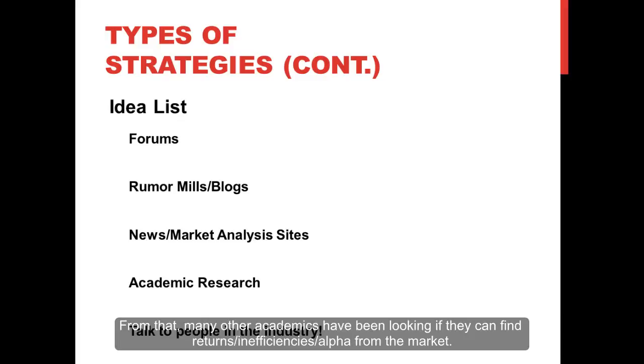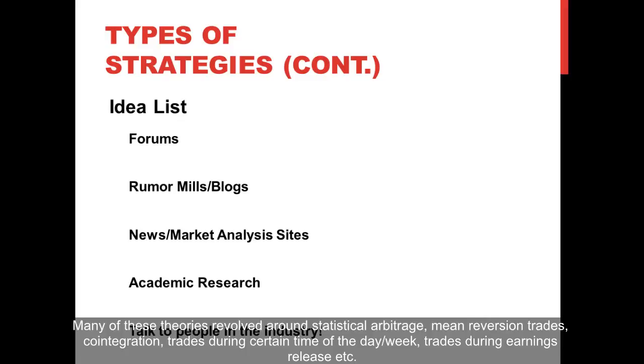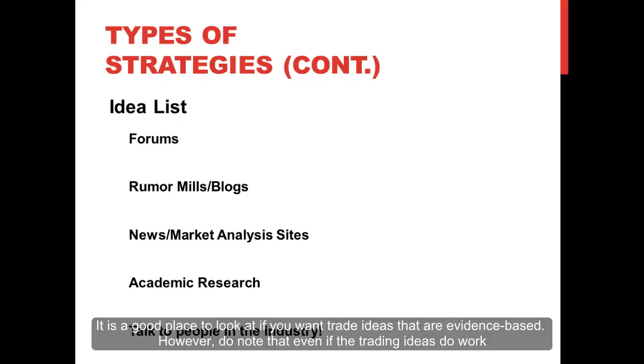From that, many other academics have been looking into whether they can find returns, find inefficiencies, find alpha from the market. Many of these theories revolve around statistical arbitrage, mean reversion trades, co-integration, trades during certain times of the day, times of the week, trades during earnings release season of companies, things like that. It's a good place to look if you want trade ideas that are very evidence-based.